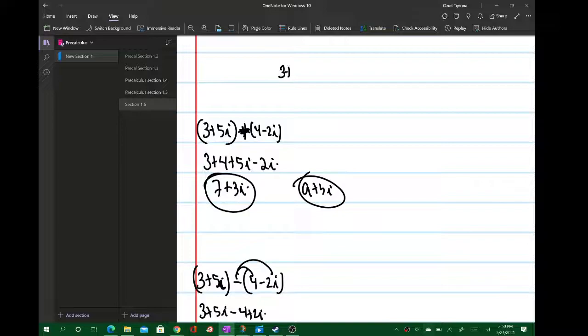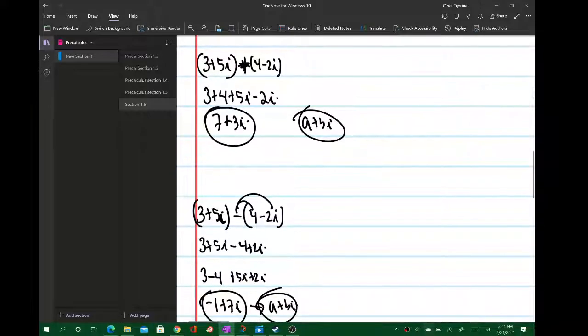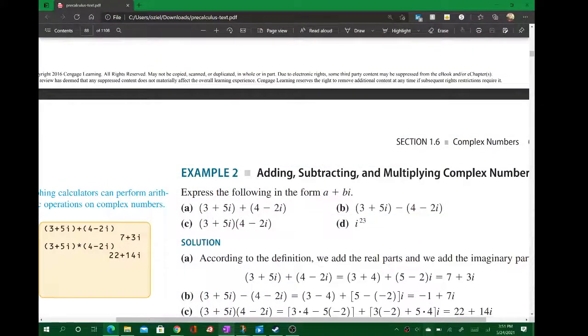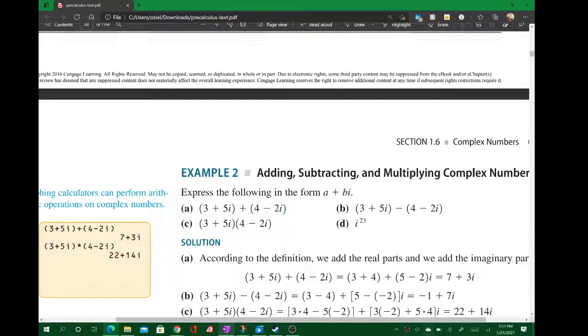that this is just 3 plus 4 plus i times 5 minus 2, really. And then they say that this is 7 plus i times 5 minus 2, that's 3, so it's going to be 7 plus 3i. That's how they did it, but again, you don't have to do that if you don't want to. If that helps, you can go ahead and do it. But I always like to just combine my like terms, or my variables, right?